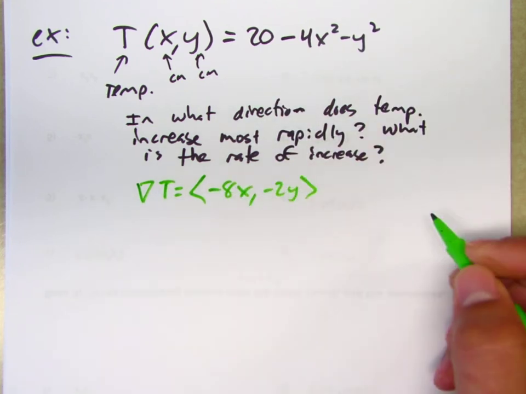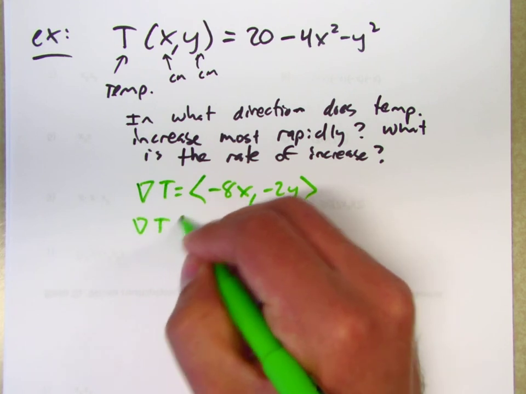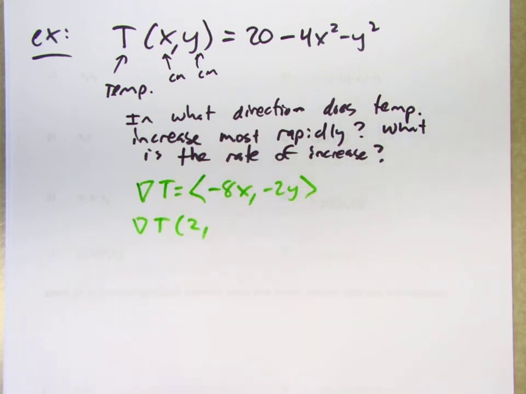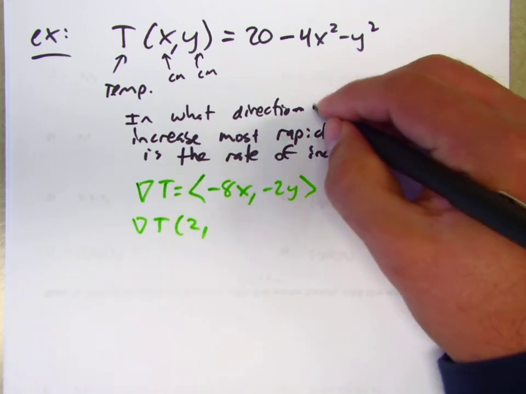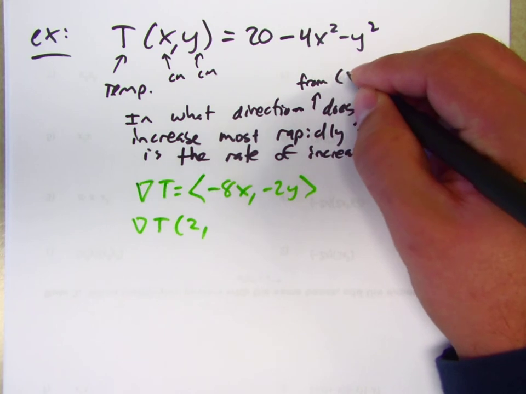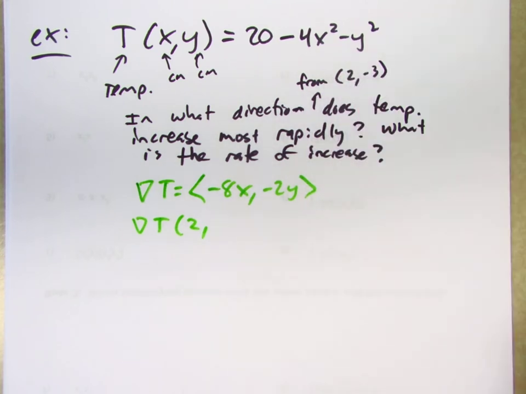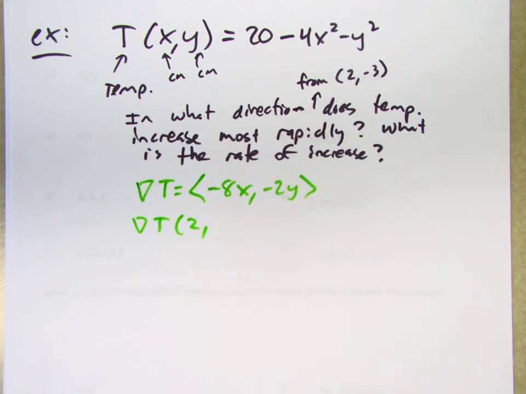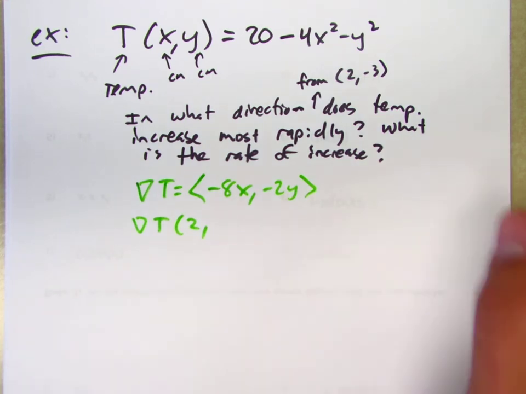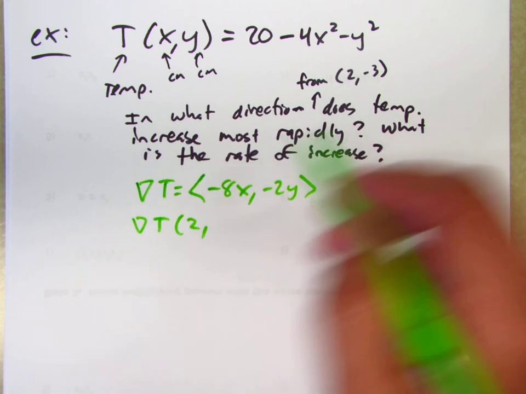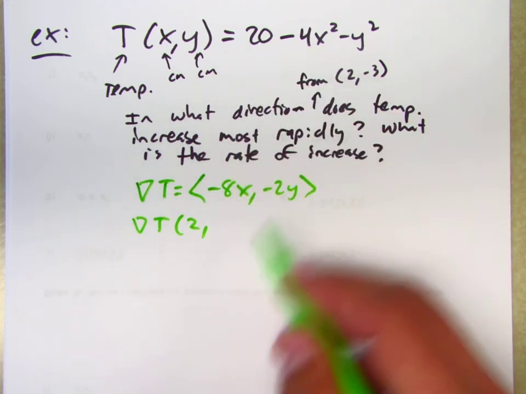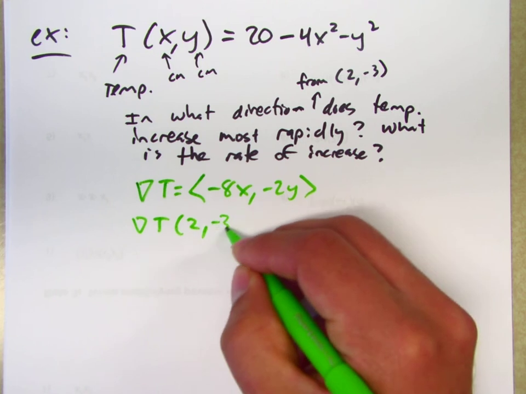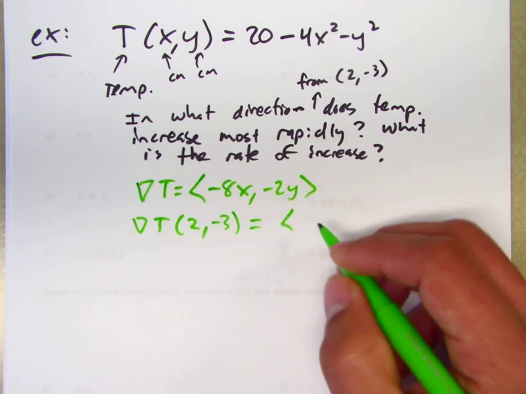And now if we evaluate the gradient of T, oh, I need to give you a point, sorry. In what direction from the point (2, negative 3)? So we're standing at this location, and we want to know towards what direction should I move to get the sharpest rate of increase. Sorry, I left that out. Okay, so we take our gradient. We know where we're standing, which is at (2, negative 3), so we're going to plug that in. And so you're just going to get negative 16, 6.